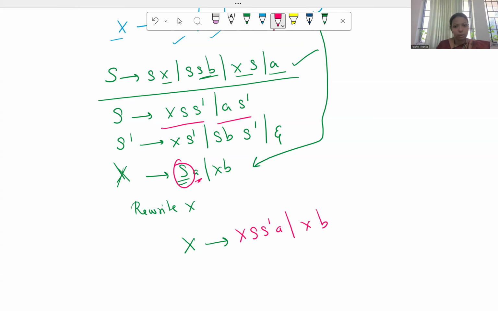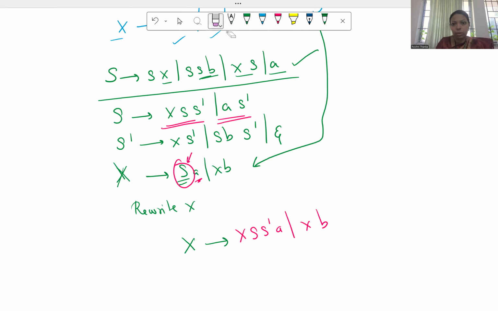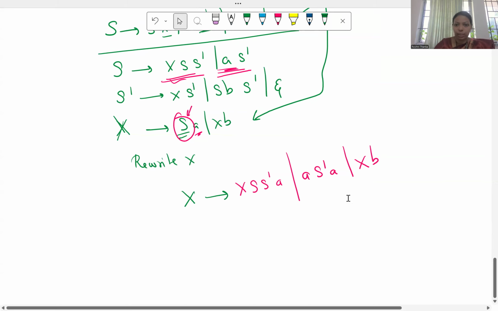So now I got this production, right? If you see here, this S is now replaced with this. Now S has two productions, right? Before this, I have to write the other one as well. So one is this option, the other one is this option. I'll write A S dash and then this A. Then the remaining X B. So this S is replaced once by this option and again by this option, and then X B is written.